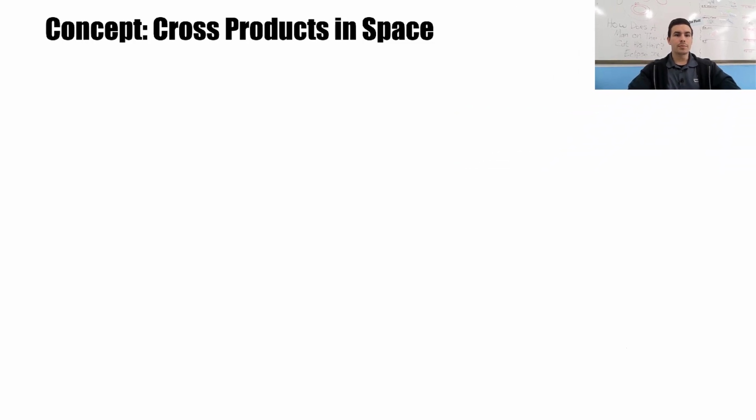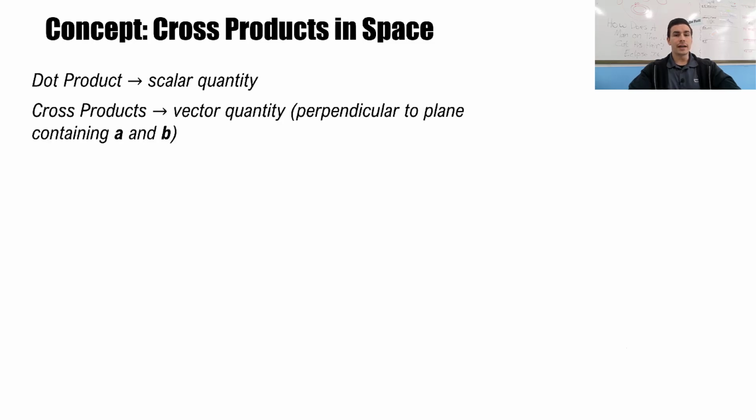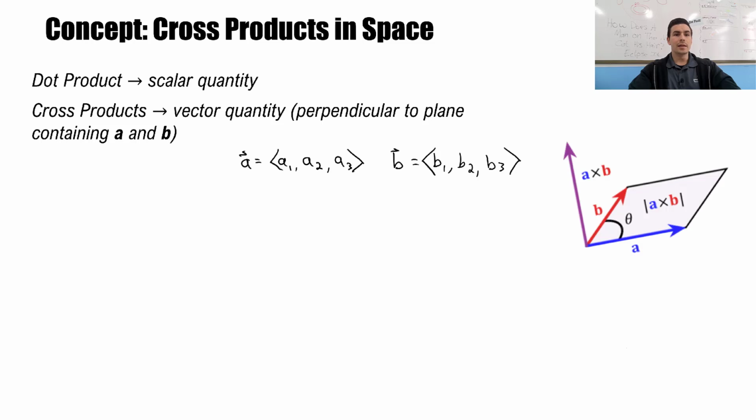Okay, what is a cross product? Well, up until now, we've been looking at the dot product, right? And the dot product has given us some scalar value, some scalar quantity. Now, when we take our cross products, we're actually going to get a vector quantity. And that vector quantity is going to be perpendicular to the plane that is containing A and B.